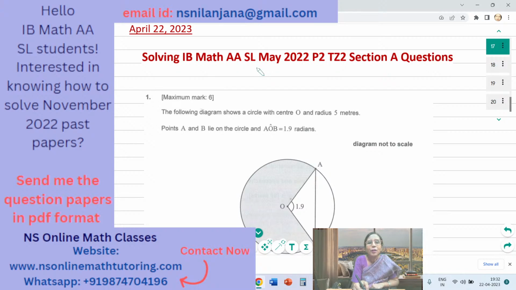So without any further delay, let us start with today's session. Today we will be solving section A questions of paper 2. We will be allowed to use the calculator, and section A questions means questions 1 to 6 will be solved today.